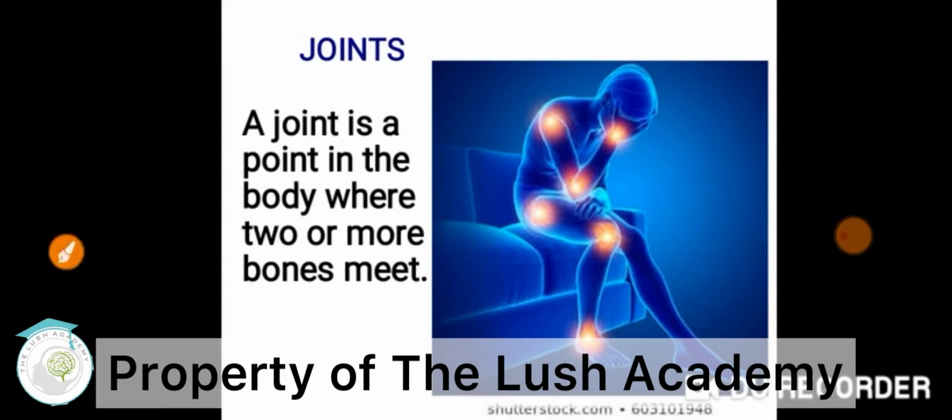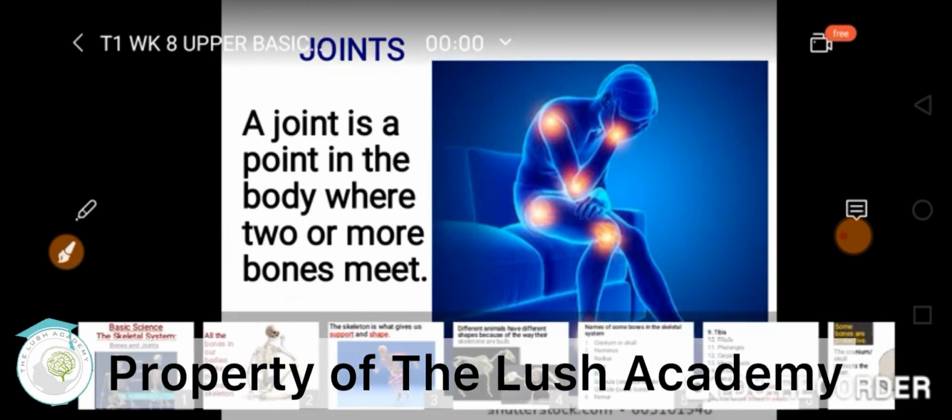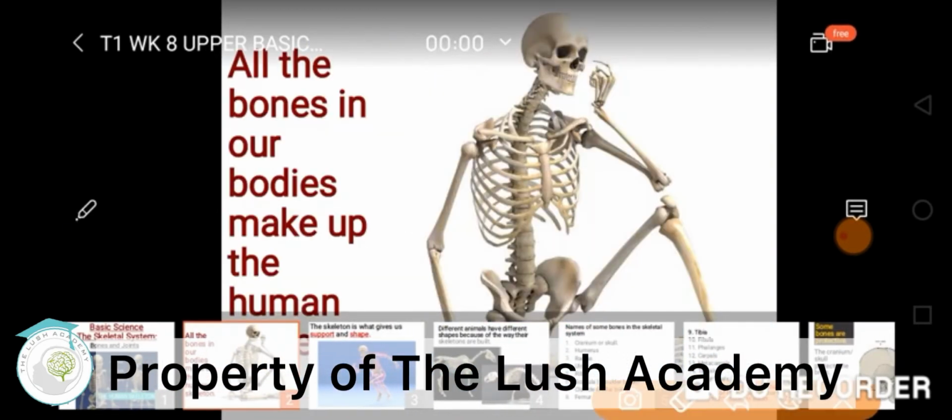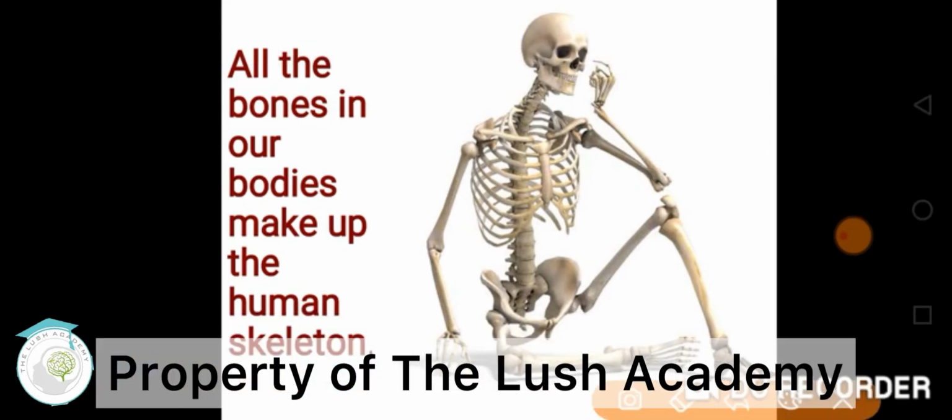A joint is a point in the body where two or more bones meet. See all the joints that we can see here. This is a joint. That's a joint. You can see that two or more bones are meeting in these places. These are the joints on this body. Even the neck has a joint because you can turn.